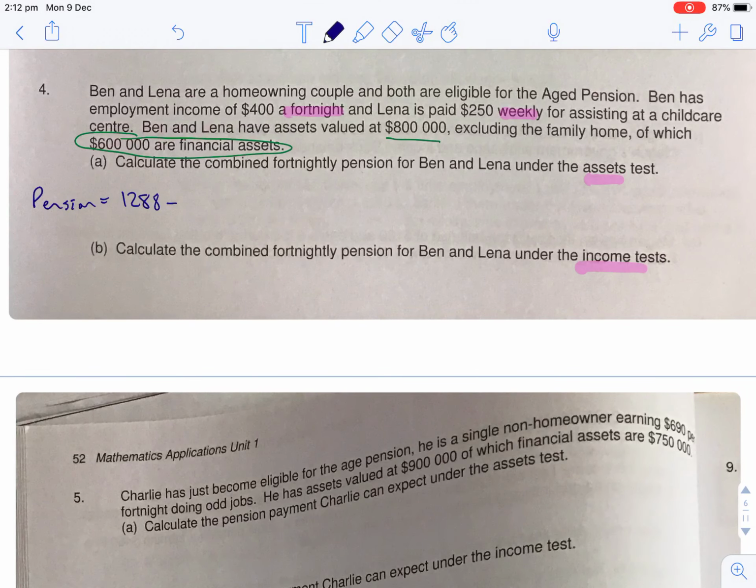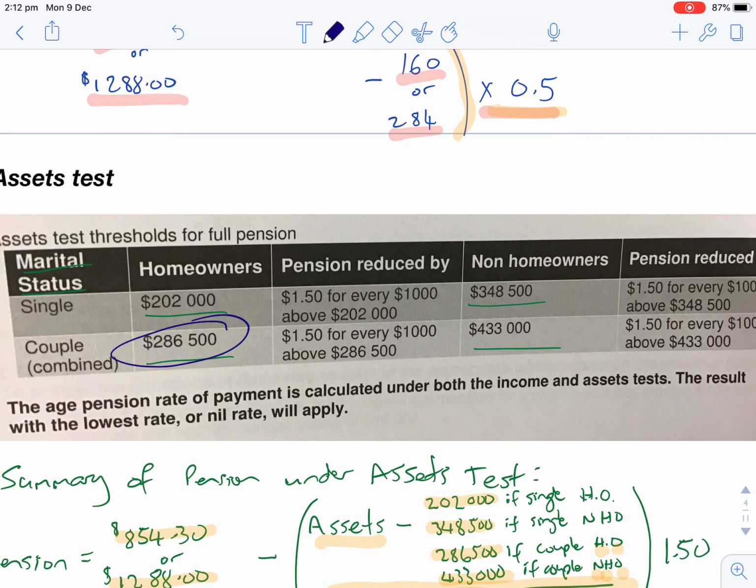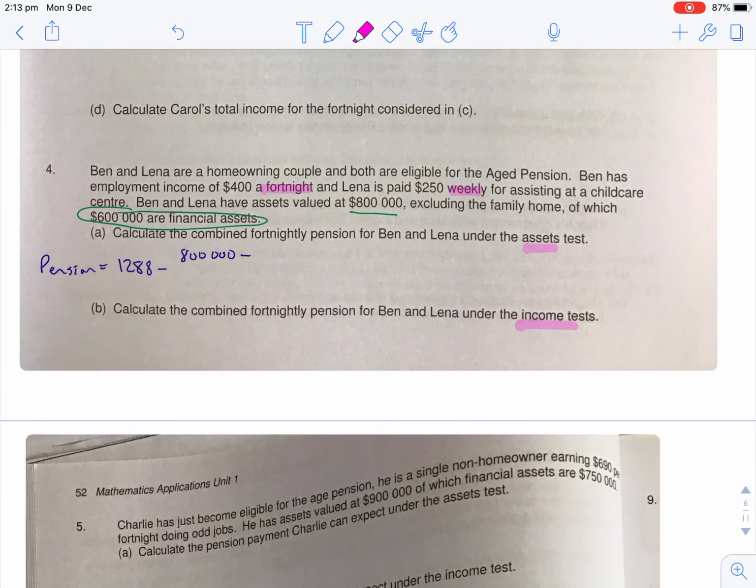And then I'm going to take away their income. So, sorry, I'm doing assets first. So their assets, we need to consider the full $800,000 for the assets test. It doesn't matter if they're financial or not for the assets test. So $800,000, take away their threshold amount. Now, for a home owning couple, where I'm getting my numbers from here is these tables. So for a home owning couple, they're allowed this $286,500. Go back down to our question here. So I'm taking away $286,500, which is their asset threshold.